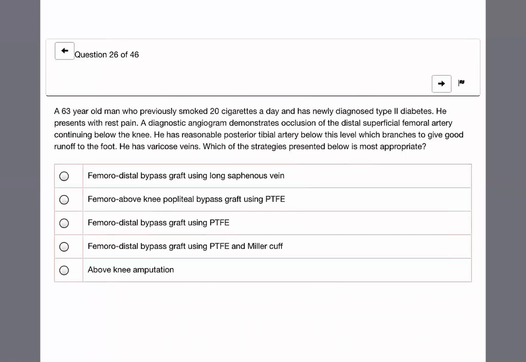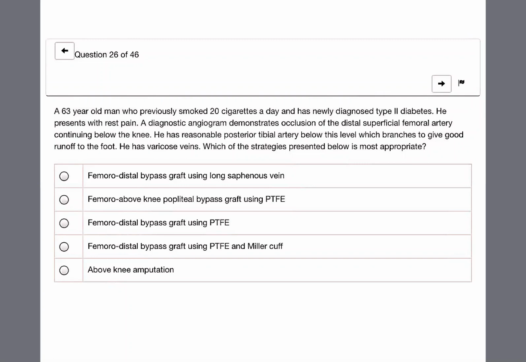A, femoral distal bypass graft using long saphenous vein. B, femoral above knee popliteal bypass graft using polytetrafluoroethylene. C, femoral distal bypass graft using polytetrafluoroethylene. D, femoral distal bypass graft using polytetrafluoroethylene and Miller cuff. And E is above knee amputation. I will go for femoral distal bypass graft using polytetrafluoroethylene and Miller cuff.